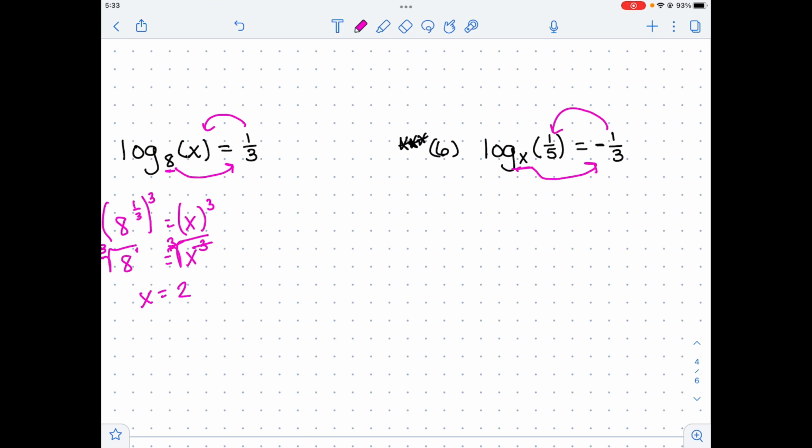If you want to try to pause it and stop and see if you can do it, I'll give you a second or so to pause without voice. All right, and now let's see how we did. So we have a base of x raised to the negative 1/3, and then it equals 1/5. Now, these do not look anything close to each other, resemblance base-wise.